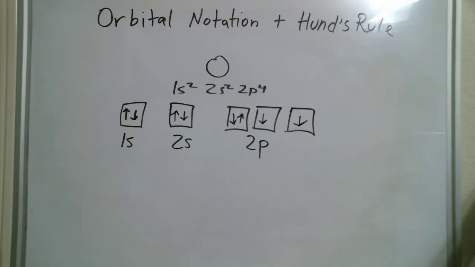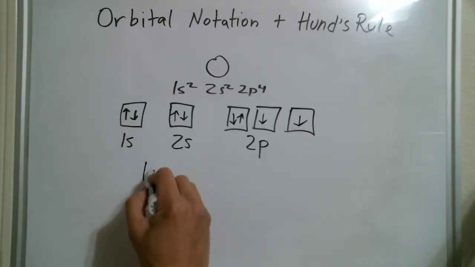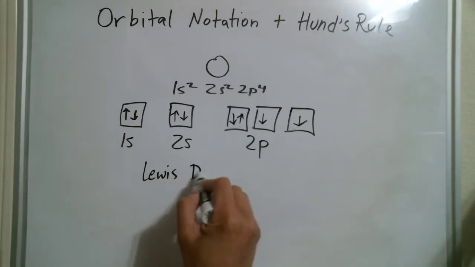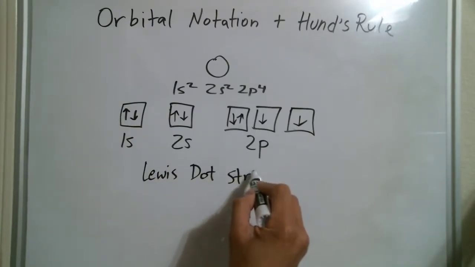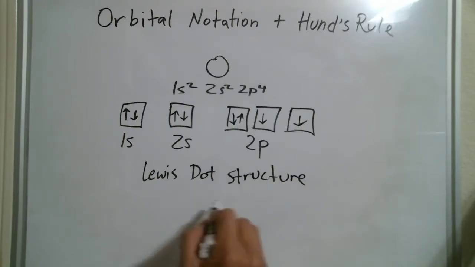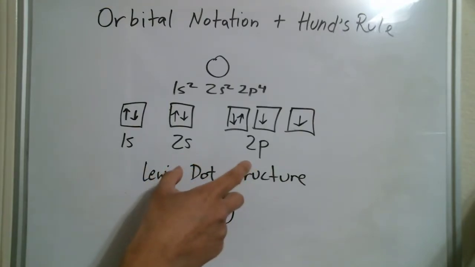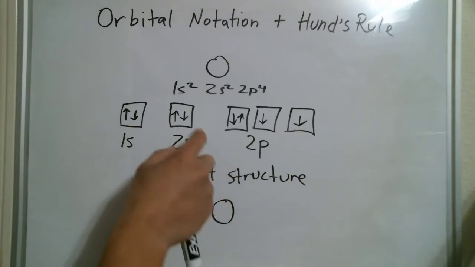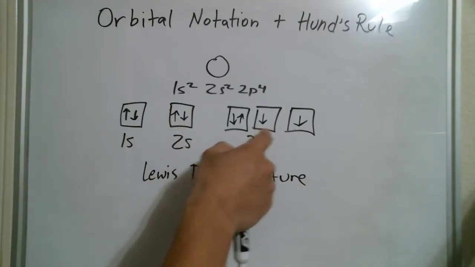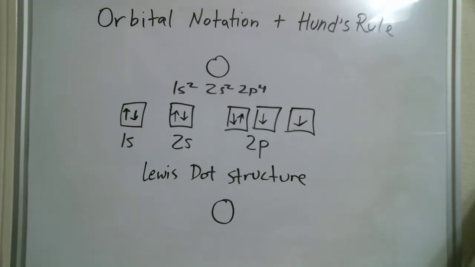Now, how do we use this to find the Lewis dot structure? So we have oxygen, that's the elemental symbol, and the Lewis dot structure will only show the valence electrons. The valence electrons are the electrons in the highest energy level, and in this case it's the second energy level. So we have 1, 2, 3, 4, 5, 6 valence electrons. Let's draw them in the Lewis dot structure.